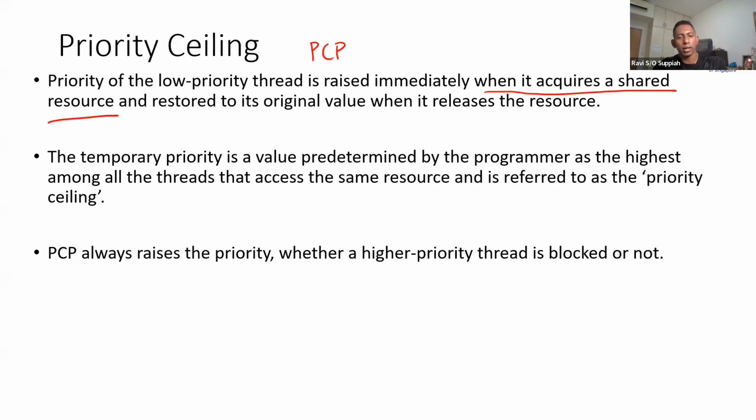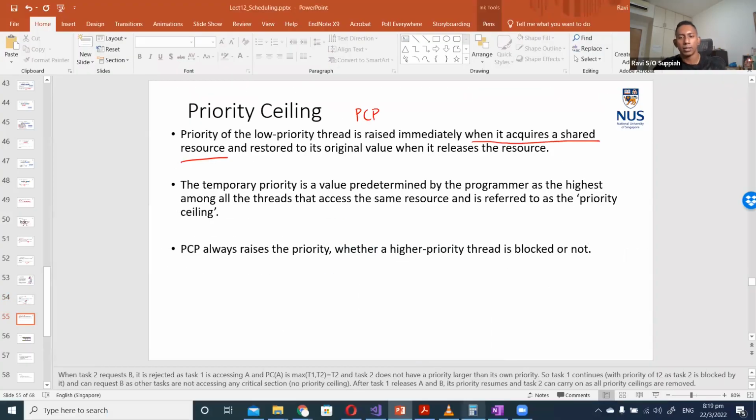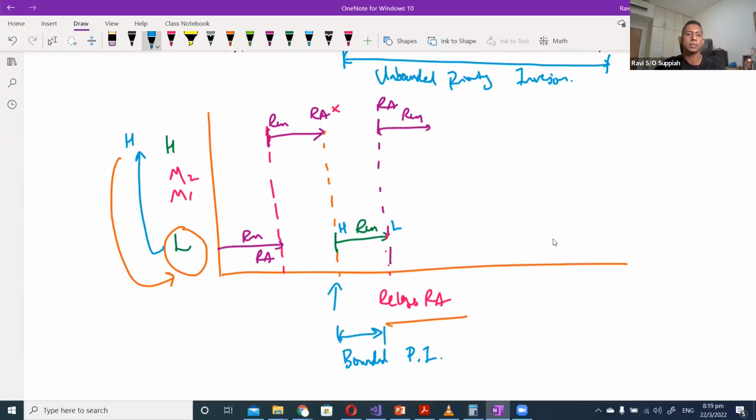Coming back to the timing diagram, what is the difference? In PCP, the priority ceiling protocol, the moment I acquire resource A, and since resource A is shared between a low priority task and a high priority task, I will immediately go to a high priority over here. The moment I acquire a shared resource, I'll go to high priority, and then when I release the resource, I'll go back to low priority.